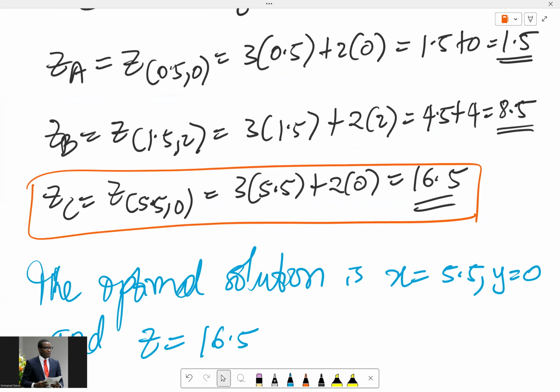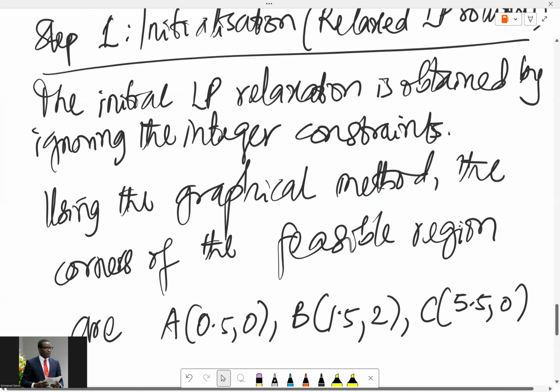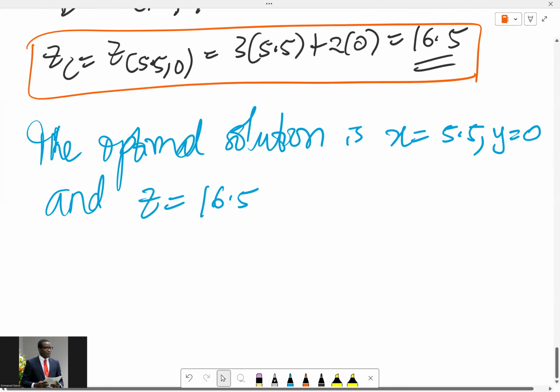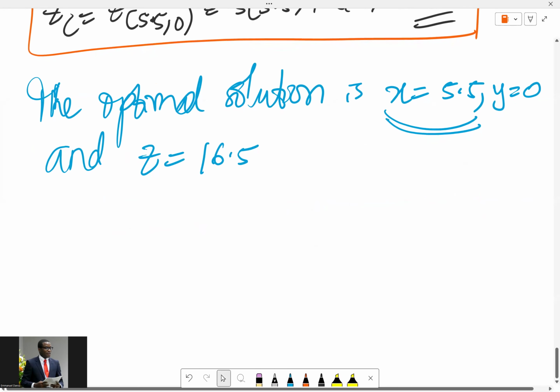So that's the optimal solution, and that is the first step. When you initialize, that's the first thing you get. The next thing we want to do is go branching and bounding. The reason for the branching is that x is 5.5 and y is 0, so we may not have to worry about y, but we have to branch on 5.5.